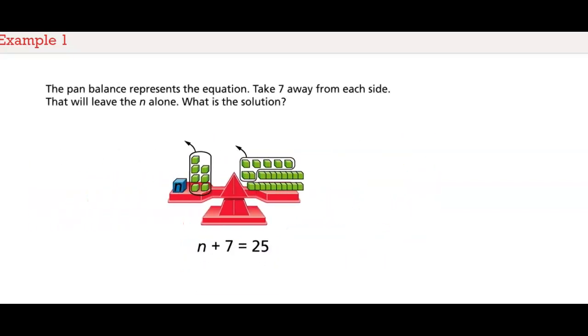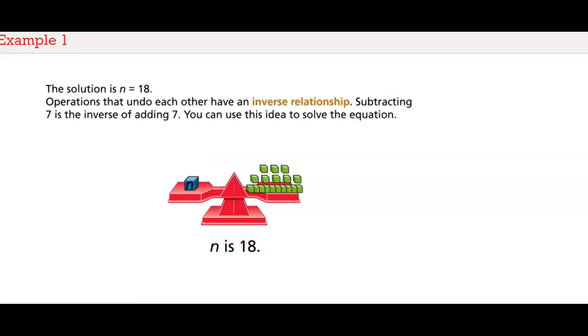The pan balance represents the equation. Take 7 away from each side. That will leave the n alone. What is the solution? The solution is n equals 18.